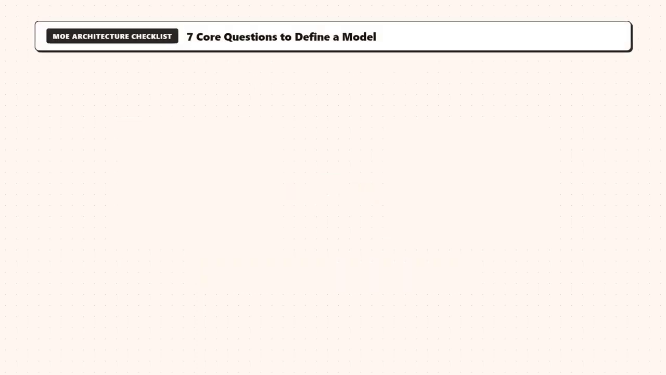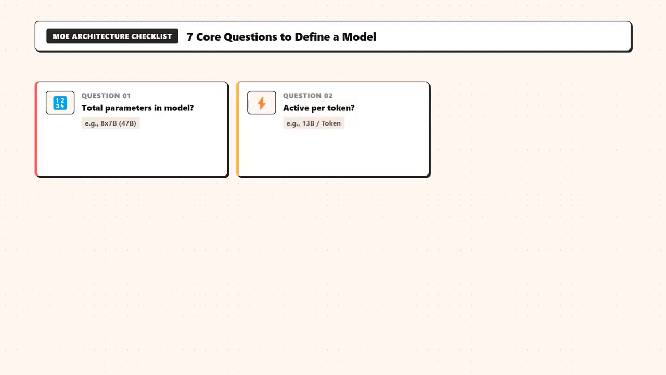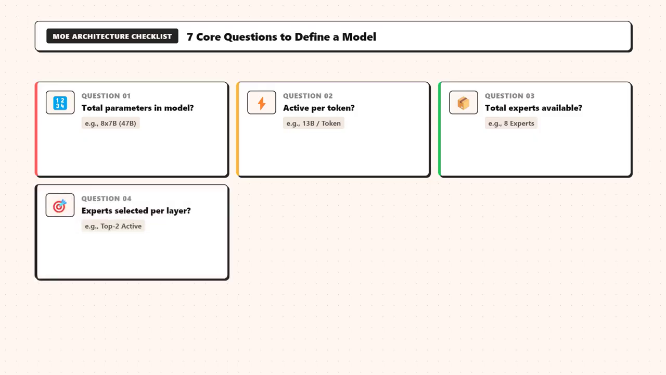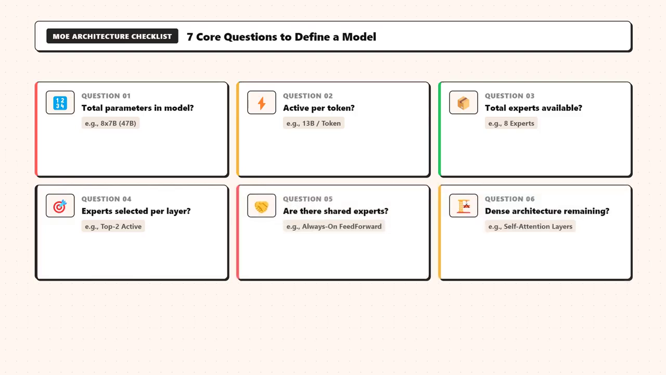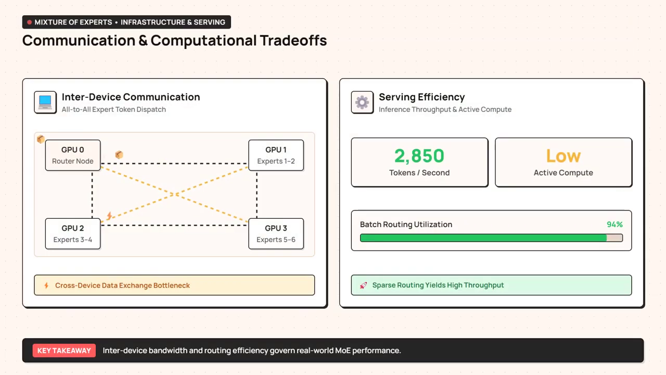Now we need to ask several questions. How many total parameters does the model contain? How many are active for each token? How many experts are available? How many experts are selected? Are there shared experts? How much of the architecture remains dense? What hardware is required to keep the full model in memory? How much communication is needed between devices? And how efficiently is the model being served?